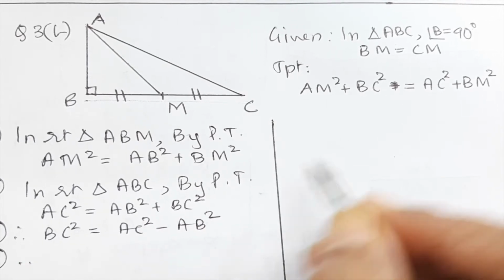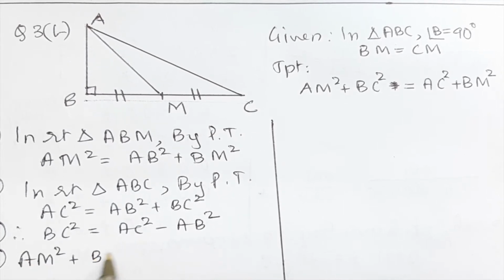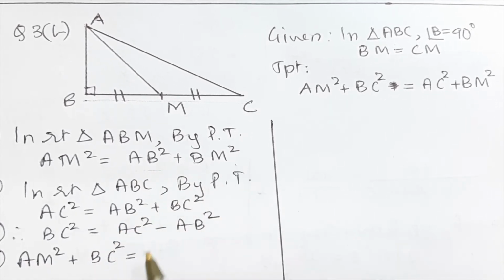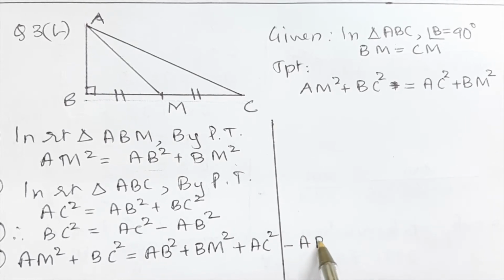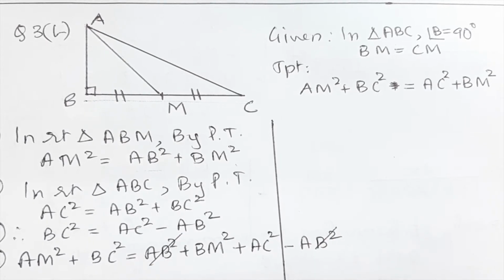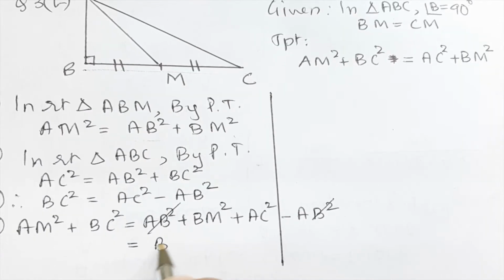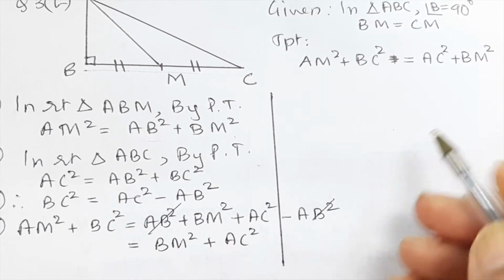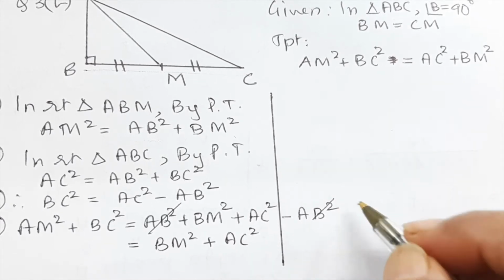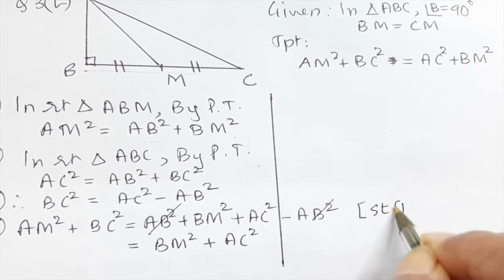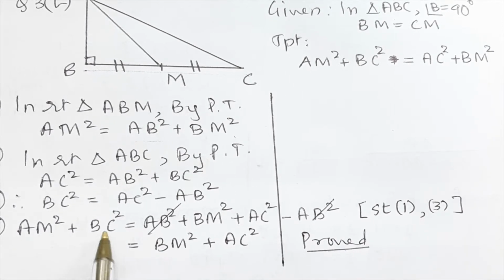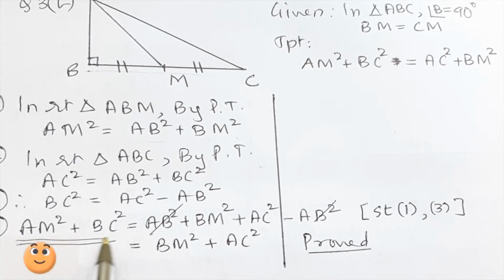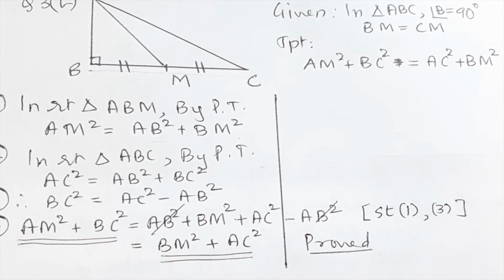Statement number 4, we will take AM square plus BC square will be equal to AM is AB square plus BM square, plus BC square is plus AC square minus AB square, which is equal to BM square plus AC square. Isn't that what we needed here? So this will be from statements 1 and 3, and this is where we say we proved AM square plus BC square is equal to BM square plus AC square.